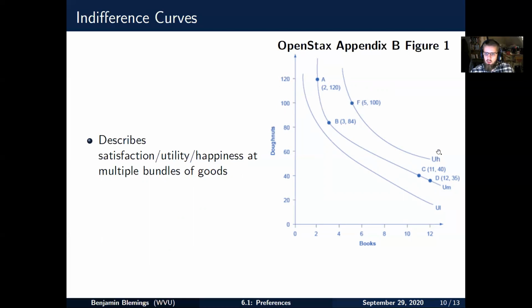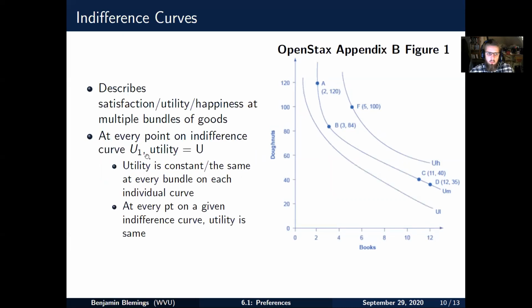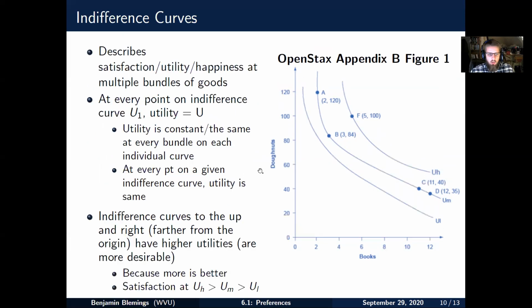And so we have indifference curves H, M, and L for high, medium, and low. We know that high has the highest satisfaction among all points, and low has the lowest satisfaction. But it's a constant on low and high. The constant is just higher on high than it is on low. So at every point on an indifference curve, call it UH or U1, we know that utility equals the same constant number.